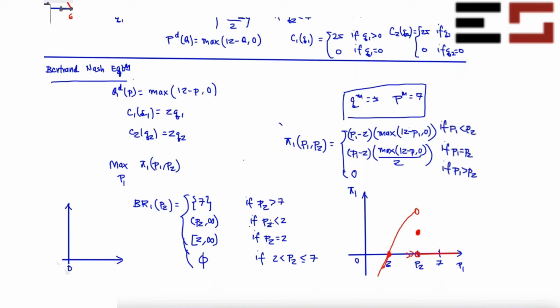So you wouldn't want to sell at a price lower than 2, because you can always charge 2 and make 0. Okay, so this is also ruled out. So the only possibility is this one.